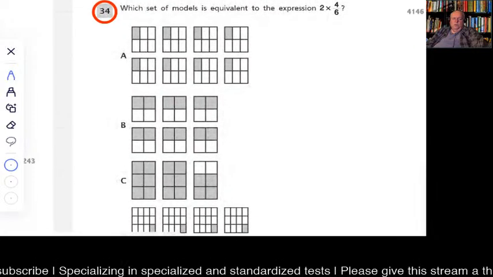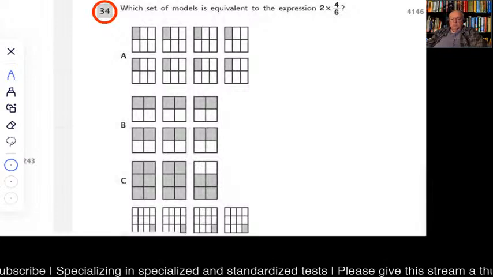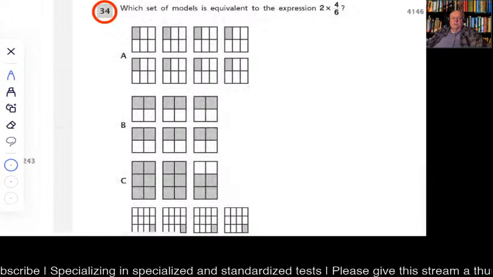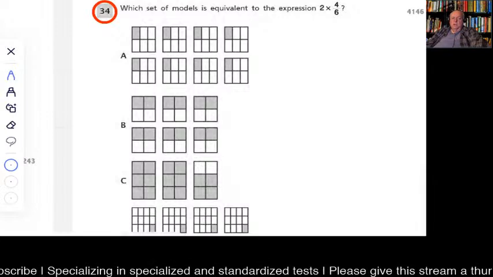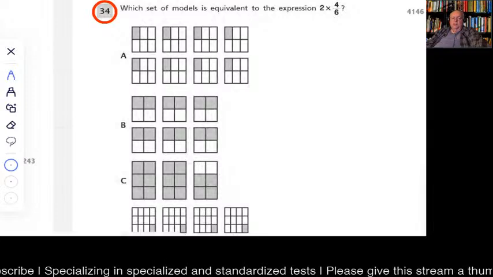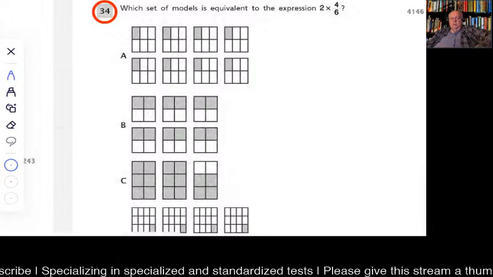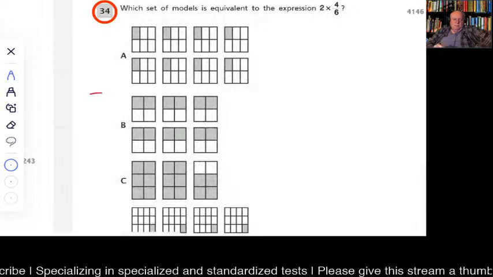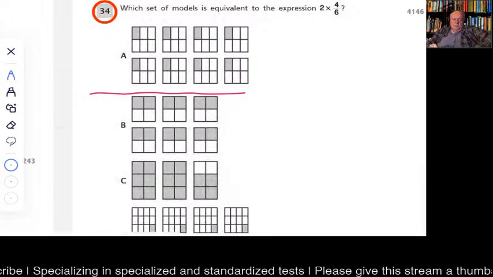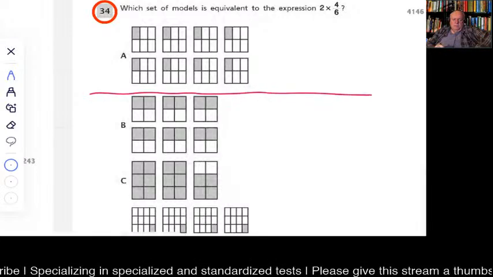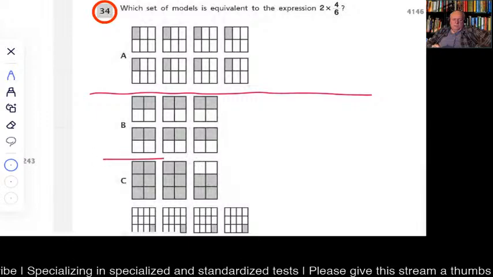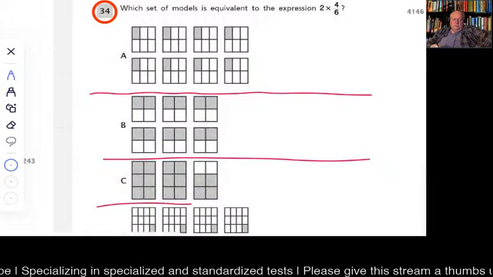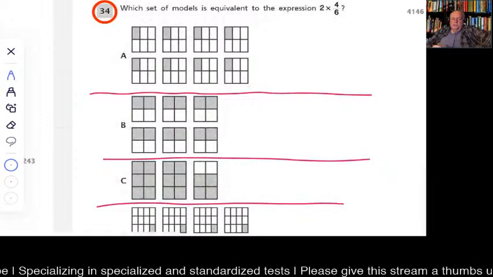Okay, this doesn't quite fit on the screen, so we're gonna just take it a piece at a time. It says, which set of models is equivalent to the expression 2 times 4/6? And each choice gives a whole bunch of different boxes. Now, just to be clear how they delineated this, that's our A, B, and C, D in there.